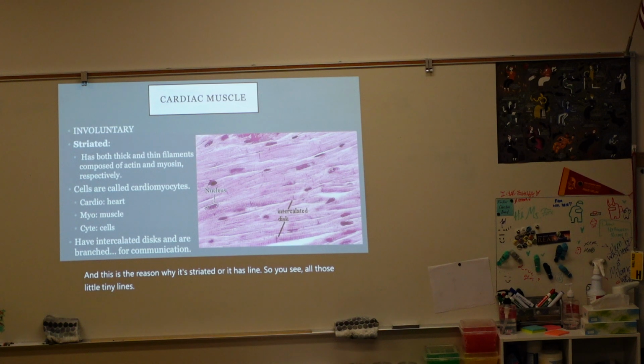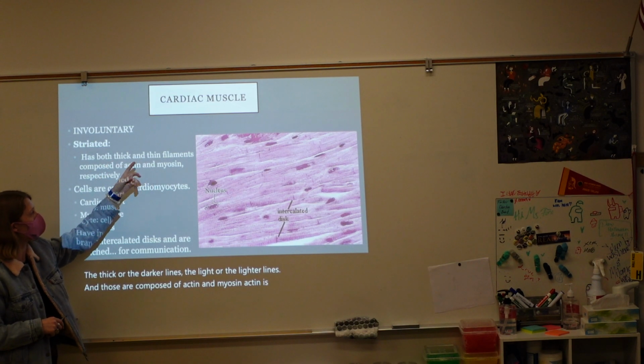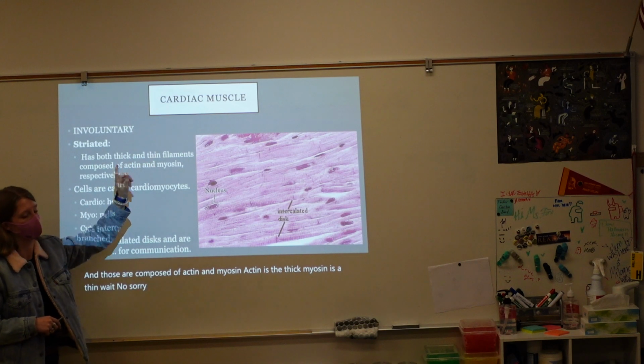That's because there's two types of filaments within the muscle, and it's the same thing with skeletal muscle. So it has both thick and thin, which is why you get the thick are the darker lines, the thin are the lighter lines, and those are composed of actin and myosin. Myosin is thick, actin is thin.